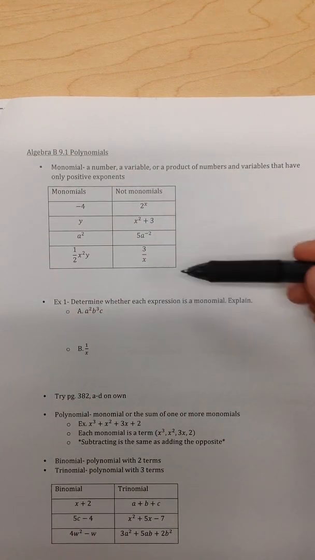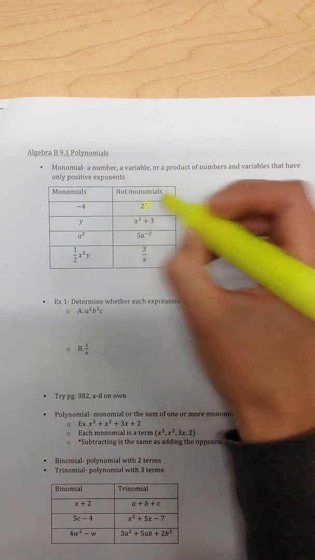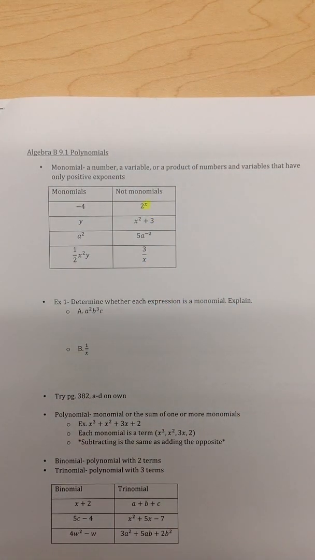The reason each of these is not a monomial is because it doesn't fit one of those things. It's not a number, variable, or product of numbers and variables. First, 2 to the power of x. What's wrong with this one is the power of x, because we can't have the power of a variable, we can only have the power of a number. So that makes it not a monomial.